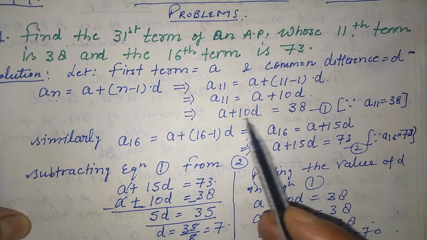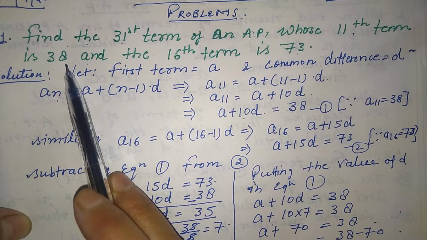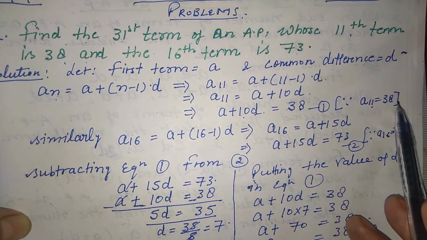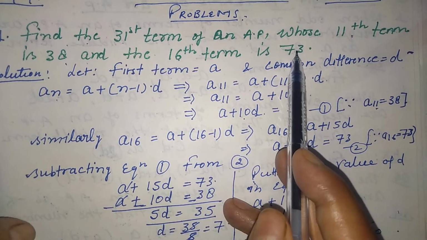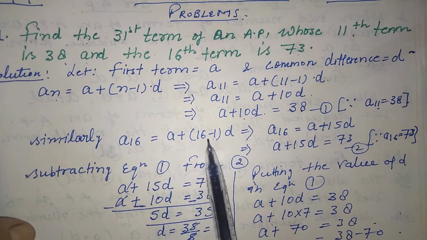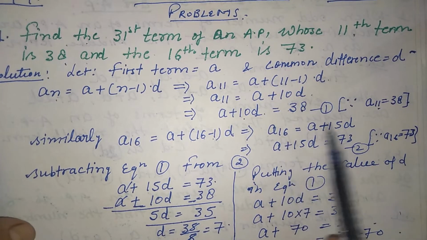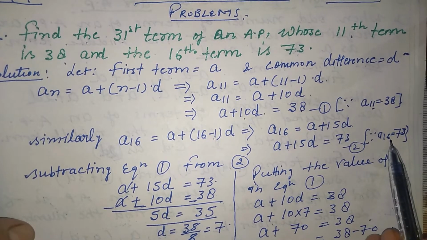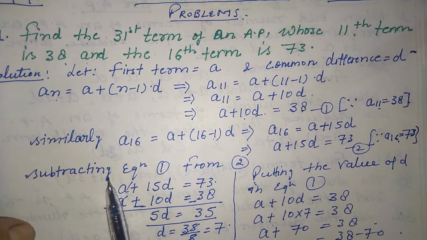So what we have here, a plus 10d is equal to 38, because the 11th term is given as 38. Similarly, the 16th term is 73. So a16 is equal to a plus 16 minus 1 into d. So it becomes a16 is equal to a plus 15d, and a plus 15d is equal to 73 because the 16th term is given as 73. Now we have two equations.